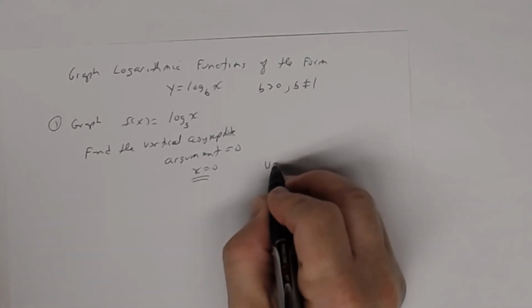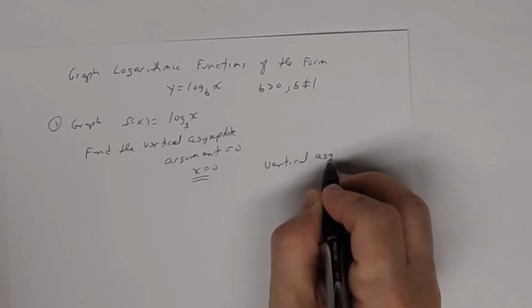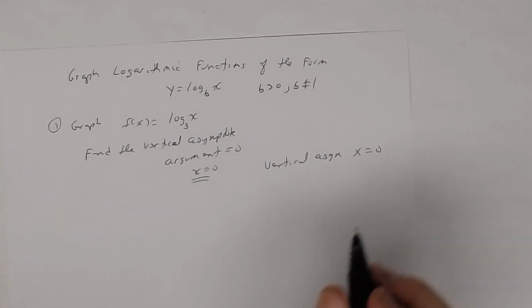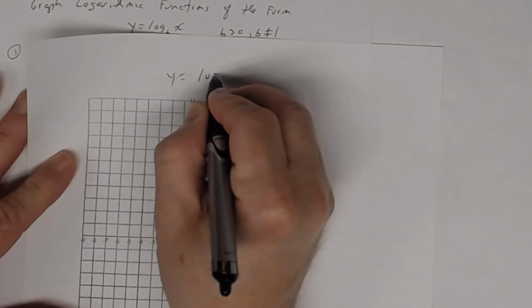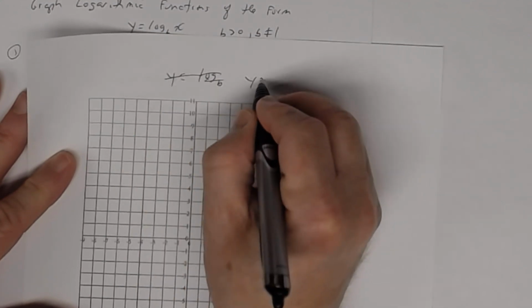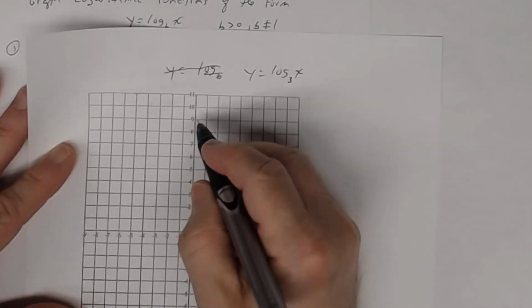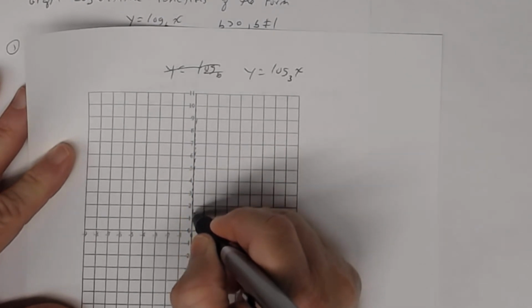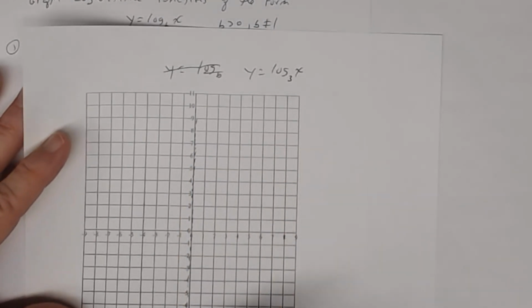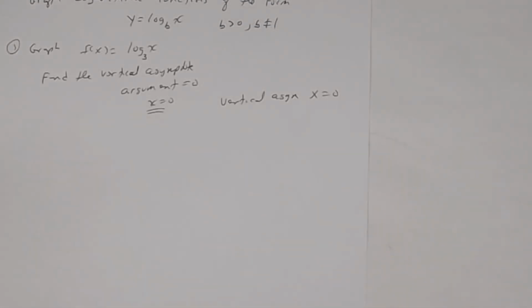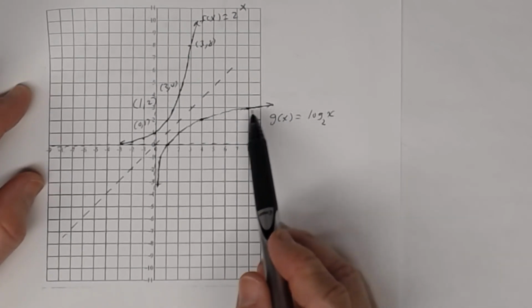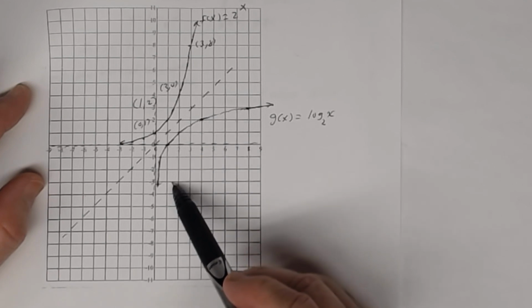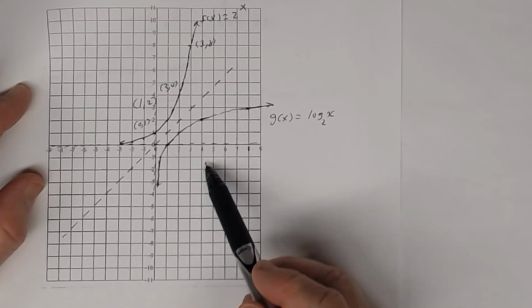So the vertical asymptote is x equals 0. When you start graphing this, you're going to graph the vertical asymptote. It looks something like this. Remember, we're going to graph y equals log base 3 of x. So the vertical asymptote is going to be the y-axis, x equals 0. Then we have to notice, from our previous discussion, that a log function always crosses the x-axis.